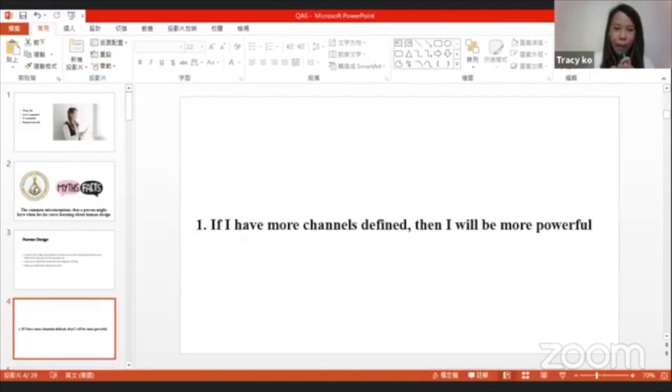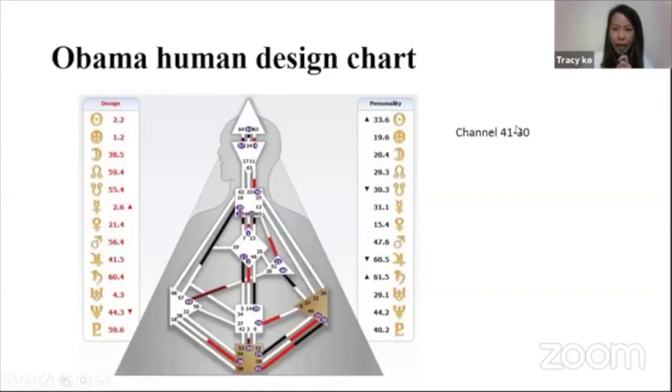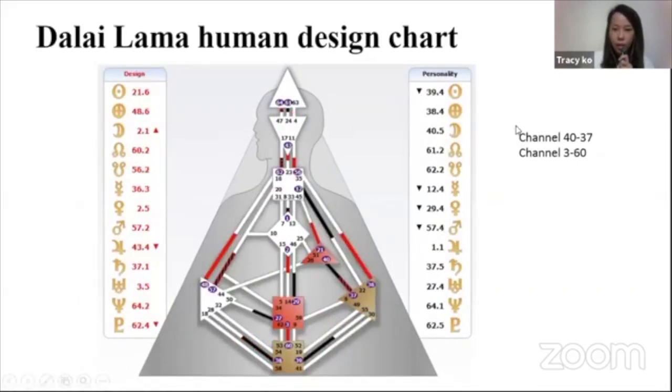Common misconception number one: if I have more channels defined, then I will be more powerful. What I want to share with you is some of the amazing people on earth. Here we can see the human design chart of the Dalai Lama. You can see that he only has 2 channels.